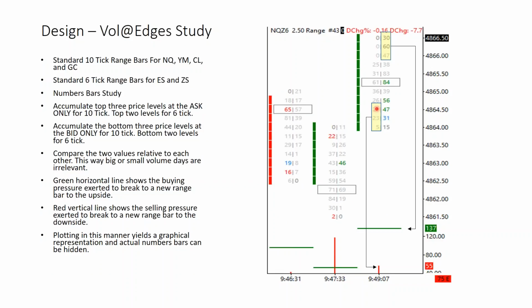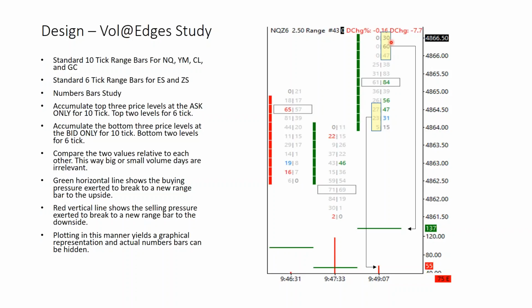On the range bar, what we do is we accumulate only the bid prices, the bottom 3 bid prices of the bar, and we accumulate the totals of the top 3 ask prices of the bar. So what that really represents is how much force is being exerted to the top side to push out of this range bar and create a new range bar to the top side, or how much force is being exerted to the downside, action only at the bid, to push out of this range bar and break to the bottom side and create a new range bar on the way down. So this is what needed to be custom coded, the accumulation of these levels on the bar.